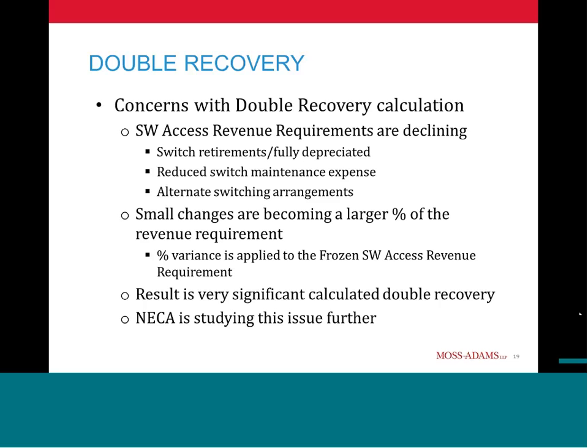There are reduced switch maintenance expenses in many situations. We also have alternate switching arrangements where companies have retired existing switches and now are leasing switching on a per minute of use basis from a neighboring company, and maybe have reduced their cost associated with that. So a lot of legitimate reasons why we're seeing reductions in the switched access revenue requirement. However, the result of that is that small changes due to double recovery or due to changed methodologies are becoming a much larger percentage of the revenue requirement.